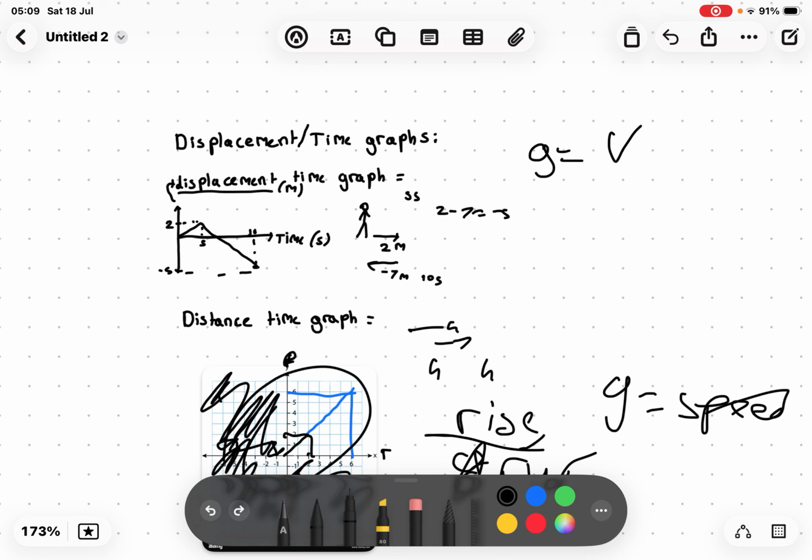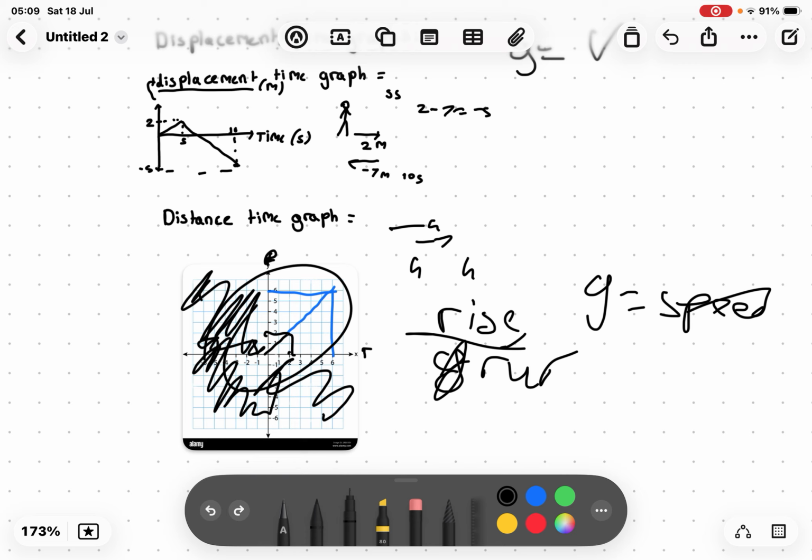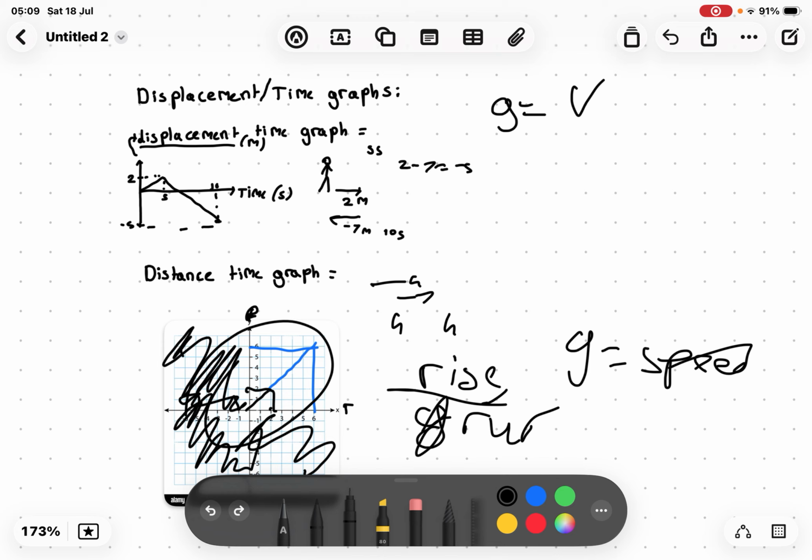Hey there. Right now, I'm revising displacement and time graphs, and basically I looked at displacement time graph and distance time graph, and the difference is for the distance time graph the gradient is equal to speed. However, under displacement time graph, gradient is equal to velocity. However, from what I remember, velocity can't be negative, or can you just explain that in more detail?